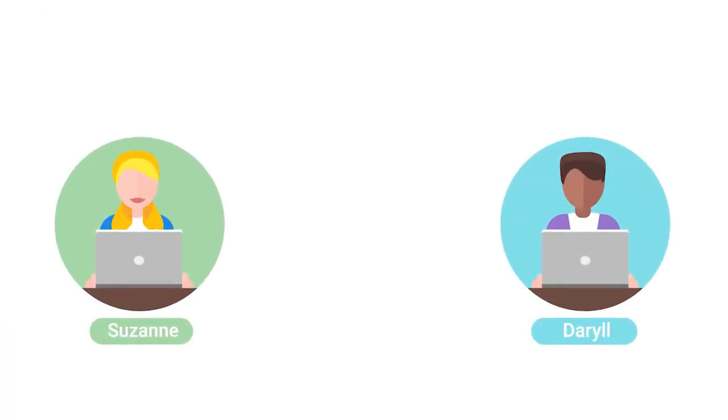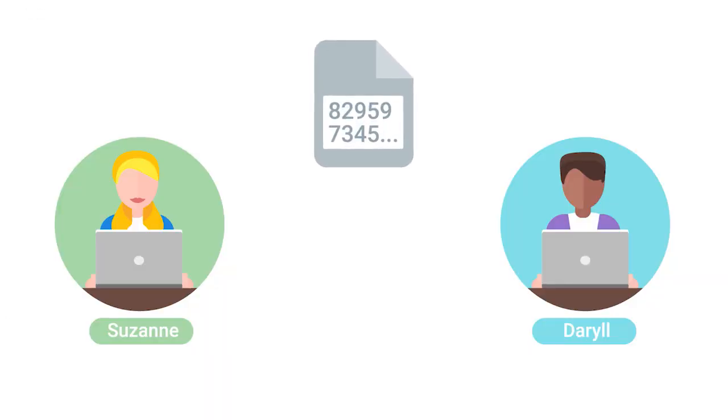Let's assume we have two people who'd like to communicate over an unsecured channel, and let's call them Suzanne and Daryl. I've grown pretty fond of these two. First, Suzanne and Daryl agree on a starting number that would be random and will be a very large integer. This number should be different for every session and doesn't need to be secret.